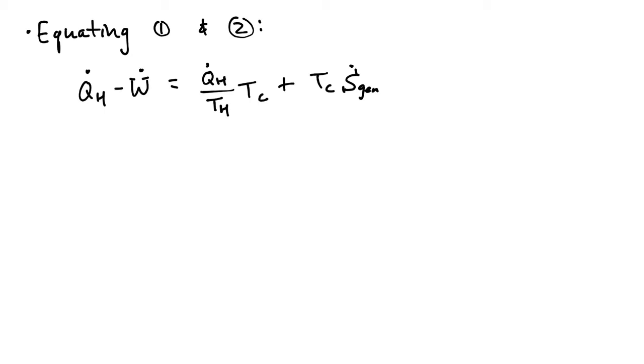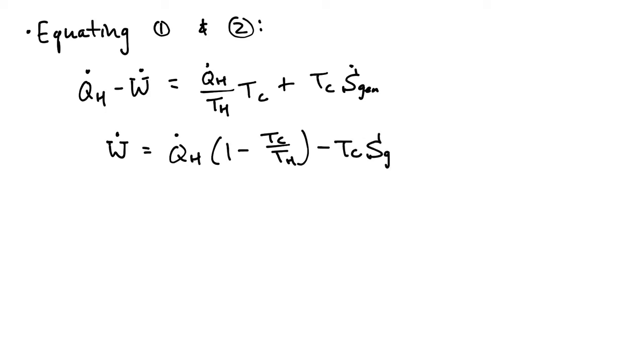Ultimately, the purpose of the power cycle is to produce work, so we're going to solve for that. If we solve for the amount of work that's produced, we will pull out the heat input, and that will be multiplied by 1 minus Tc over Th. The first term here is coming from this one, and then when we move this to the other side is where this factor Tc over Th comes from. And then there's just one more term, and that will be minus Tc times S gen dot.